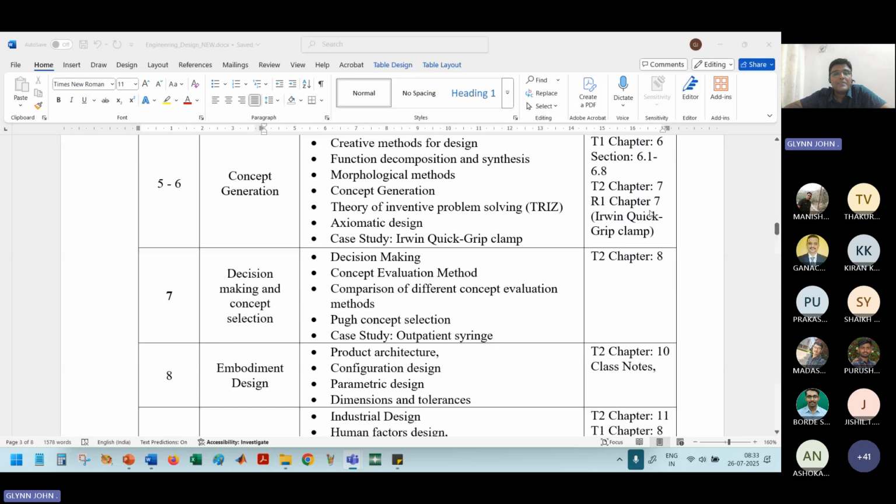Now, then concept generation, decision making, concept selection, then embodiment design. Till this part, you'll have for the mid-semester exam. That means the first 8 lectures, whatever topics we discussed, those topics will be given for the mid-semester exam.